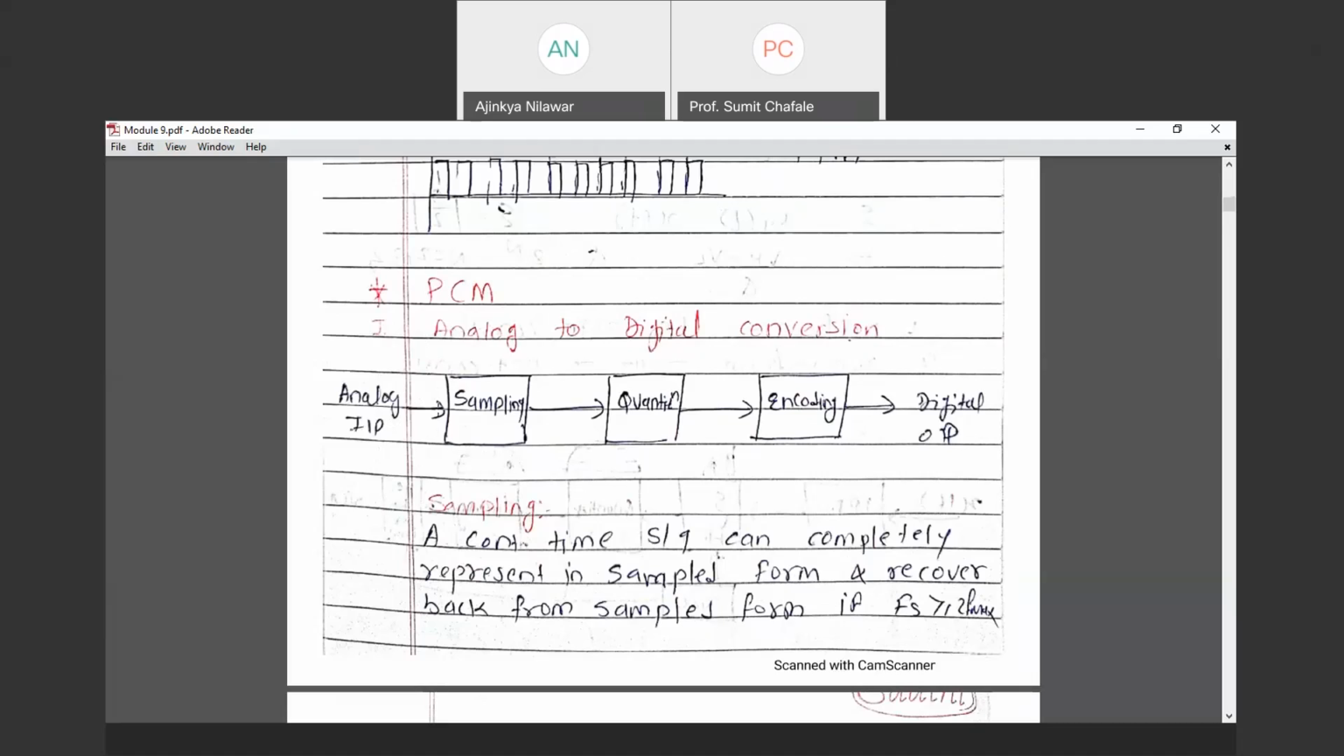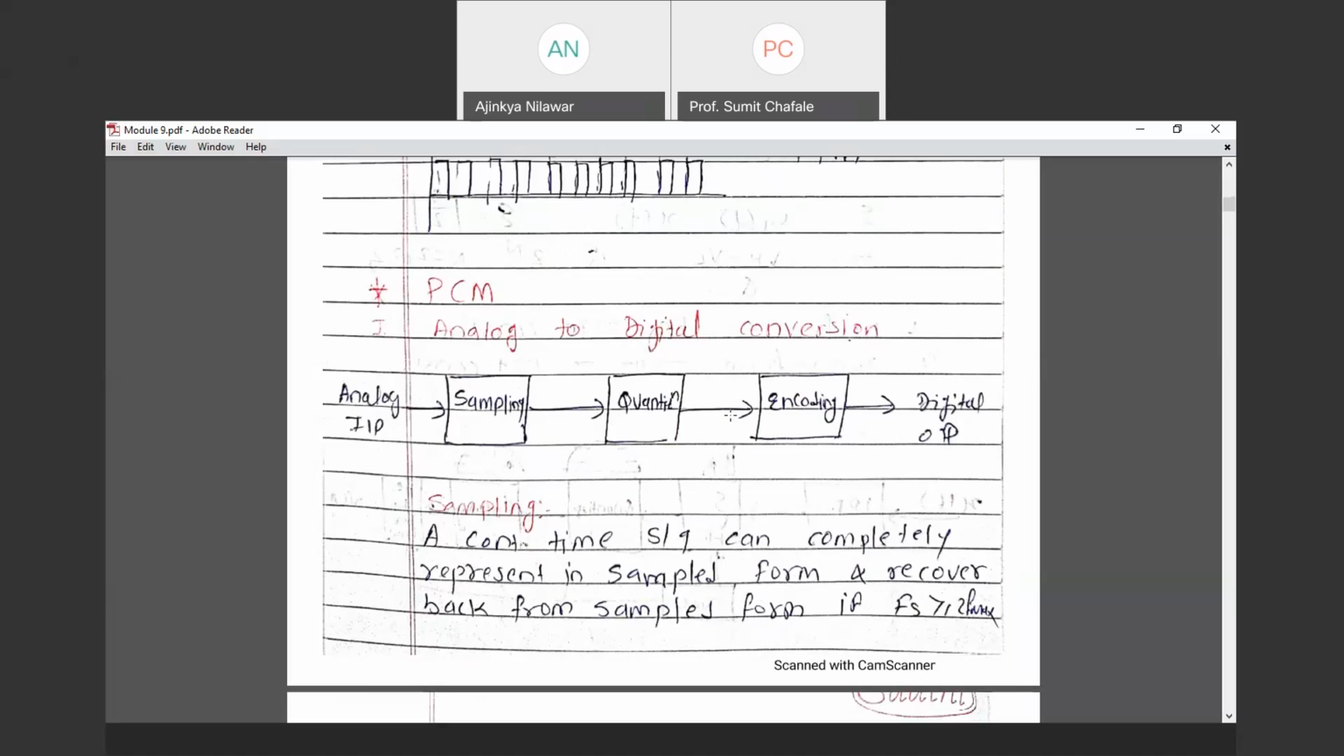Then the first step for this PCM is the sampling. Second step, we have quantization. And third step, we have the encoding. This is a most commonly asked question in GATE: what are the steps in PCM?